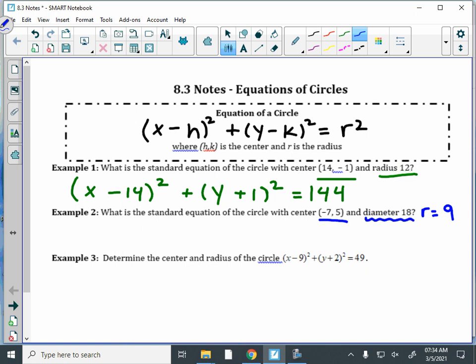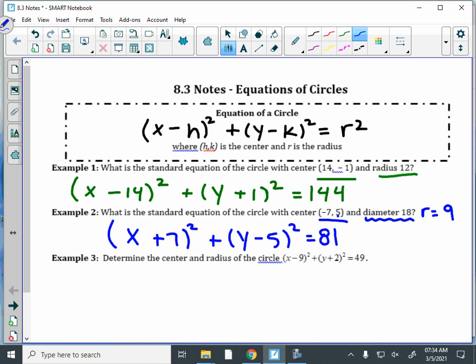So when we write the equation, again we do parenthesis x. The x value of our center is negative 7, so x goes with x, but change the sign. Squared. Plus parenthesis y. The y value of your center, which is 5, goes with the y, but change the sign. And then we plug in our radius, which is 9, but we have to remember to square it. What's 9 squared? 81. And we're on page 13 of our packet. So there we go. That's how you would write an equation.